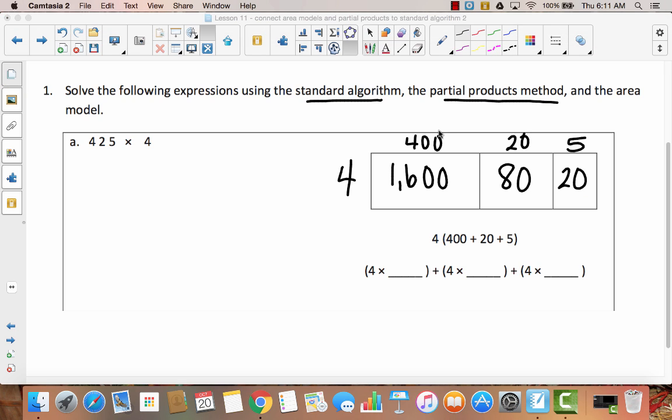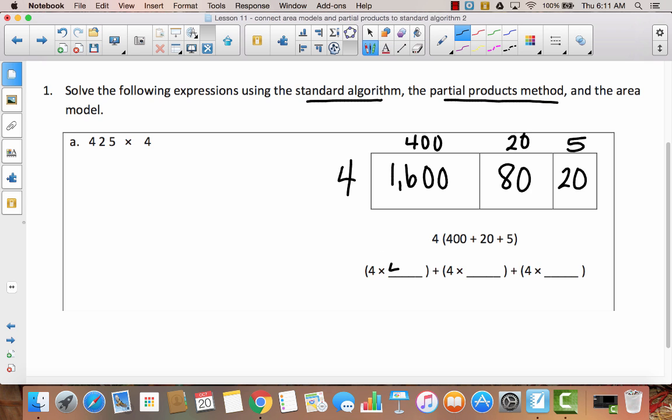Okay, so you can see down here, they have all of the lengths added together. So the total length of this rectangle is 400 plus 20 plus 5. But we're using the distributive property. We're taking 4 times the first number, which is 400. We're going to add that to 4 times the second number, which is 20, and we're going to add that to 4 times the last number, which is 5. So that's what we did here inside of our area model product.